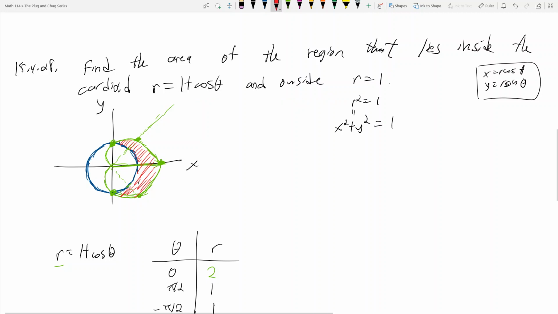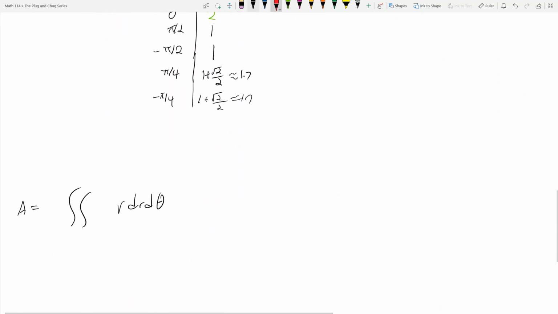So again, if we look at rays through our region, it's outside of r equals 1, and it's inside of r equals 1 plus cosine theta. So from the problem even, I could say r equals 1 is going to be my inside bound, and r equals 1 plus cosine theta is going to be my outside bound, because the region is squished in between those guys. And this picture makes it very clear. So the lower bound is 1, and the upper bound is 1 plus cosine theta.